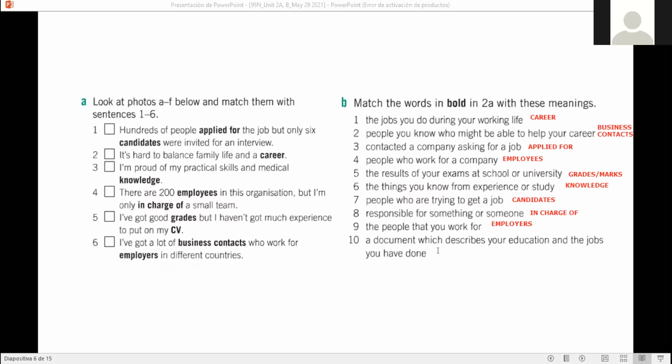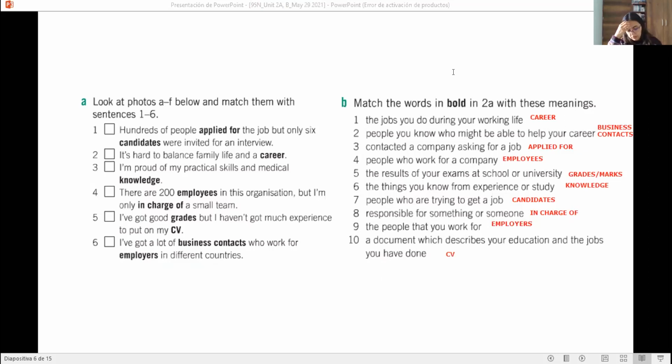CV. CV. ¿A qué se refiere estas dos consonantes? CV. This curriculum de vida. Yes, that would be the... what do these two words stand for? Yes, significan curriculum vitae, que es una forma en latín, ¿no? Para referirse al compendio de lo que uno ha hecho en su vida. A curriculum vitae. O lo que en español conocemos como la hoja de vida.